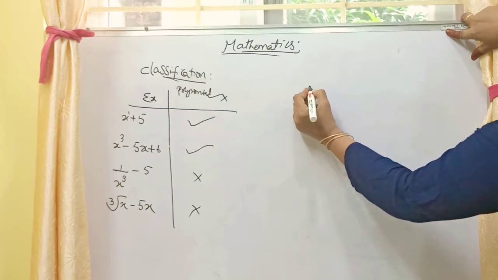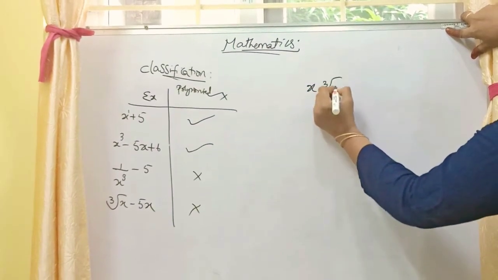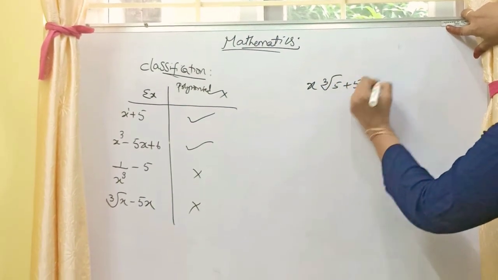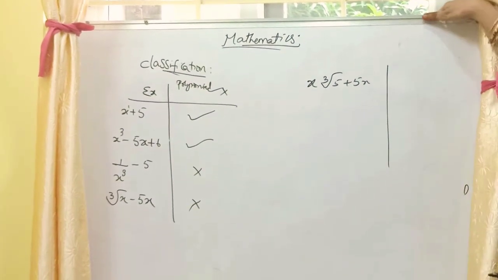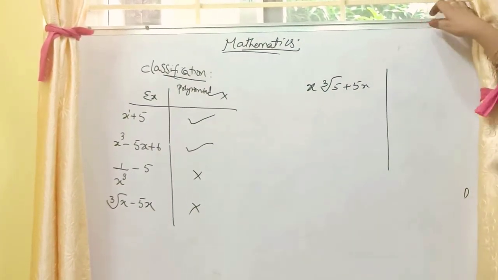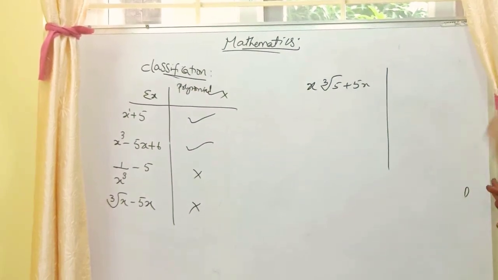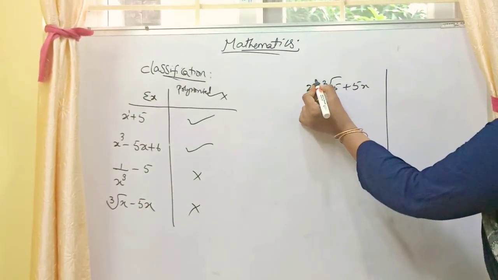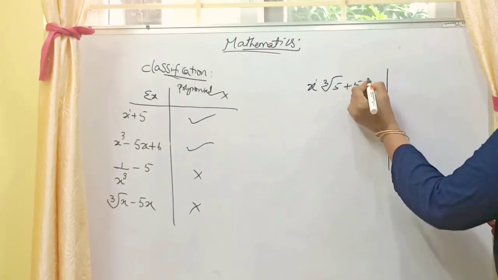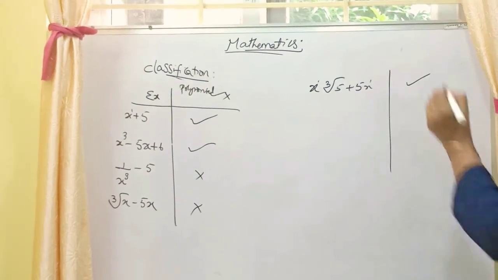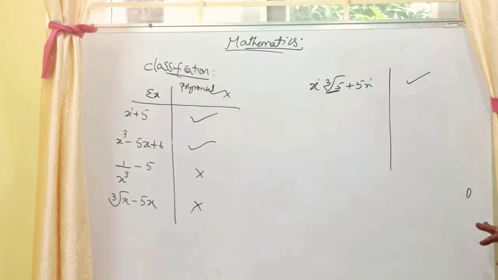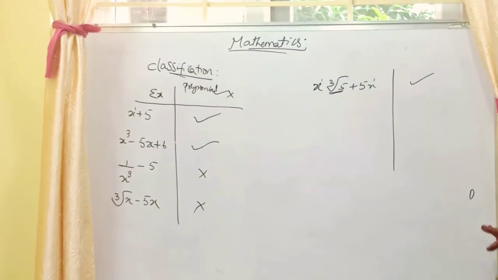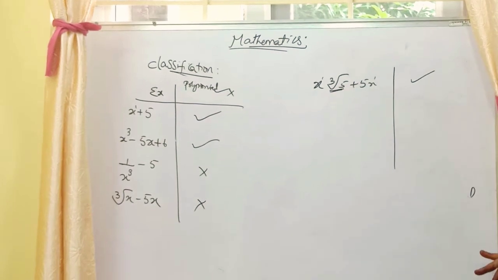Next example. Do we say whether this is a polynomial or not? No, she is absolutely wrong. Why is she wrong? The power of x is how much? 1. The power of x is also 1. Therefore this is a polynomial. The coefficient is in radical form but not the variable. Therefore this is a polynomial.